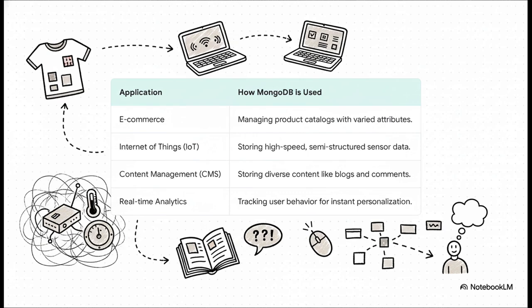The Internet of Things, or IoT, uses it to handle that constant flood of data coming in from millions of different sensors. Content management systems, the things that run blogs and news sites, use it to store all kinds of different content: articles, videos, user comments. And real-time analytics platforms use it to track what you're doing on a website right now to give you a personalized experience.